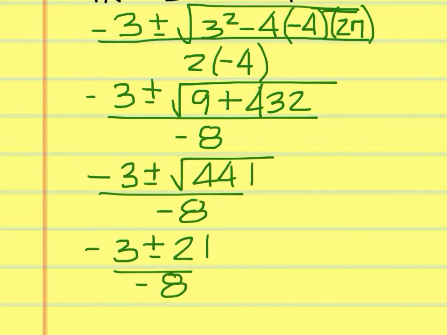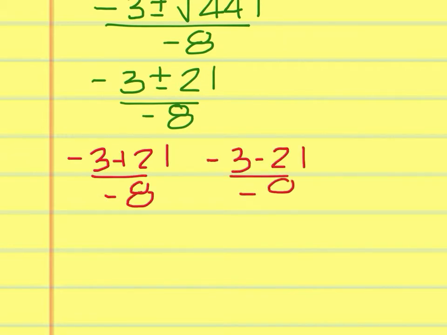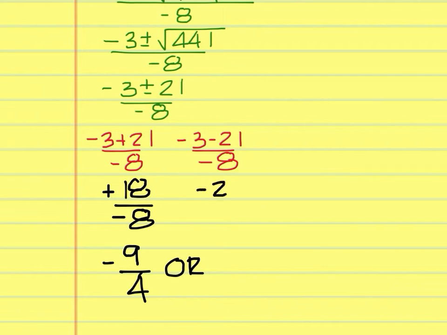So now you can break this up into 2 problems. Negative 3 plus 21 over negative 8, and negative 3 minus 21 over negative 8. On the left-hand side, to finish this off, we're going to have negative 3 plus 21, which is a positive 18 over negative 8, which reduces to a negative 9 over 4. And then on the right side, that's a negative 24 over negative 8, and that becomes a positive 3. So we have negative 9 over 4 and 3 to take back to the top.